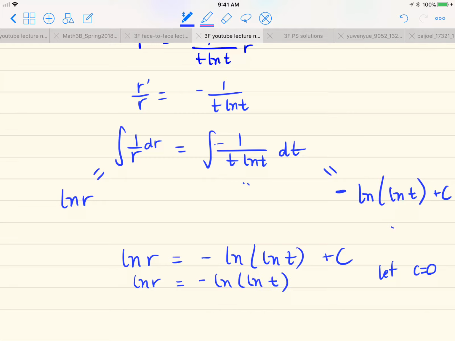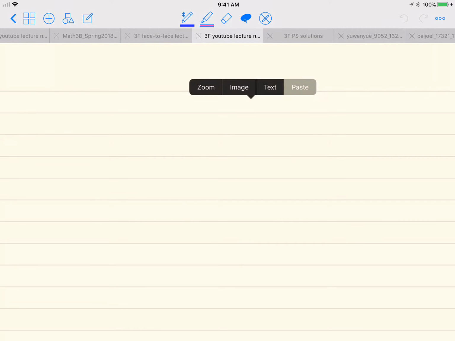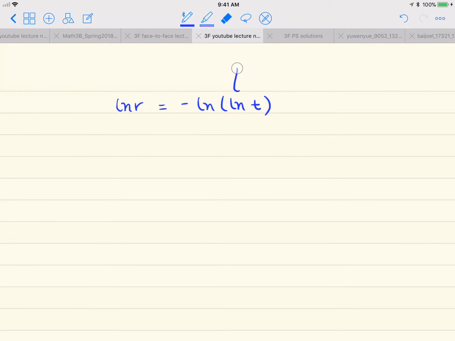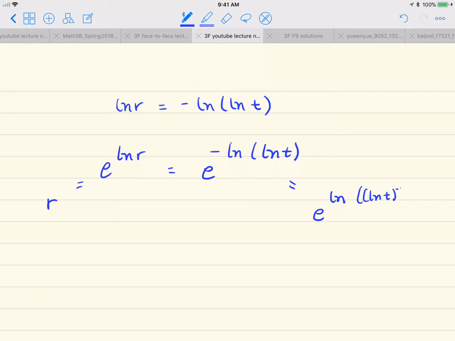Okay, and now I need to solve for r, so I'm going to exponentiate both sides. Let me just copy this and paste it on a new page. So e to the natural log of r is equal to e to the negative natural log of t. This left-hand side again is going to equal r. That's easy, that's what I wanted. The right-hand side, I'm going to rewrite as e to the natural log of t to the power of negative 1.